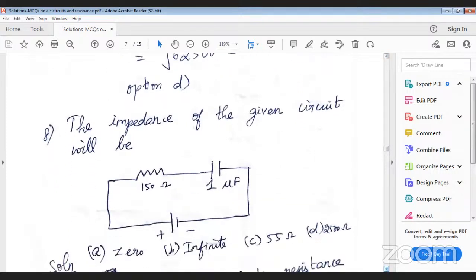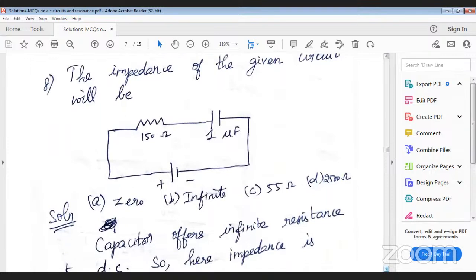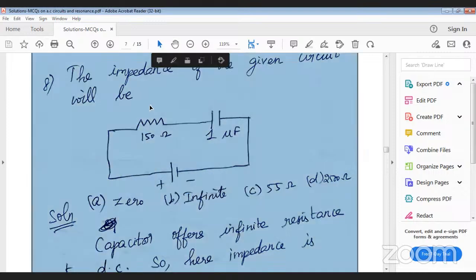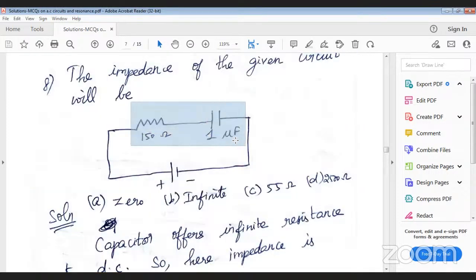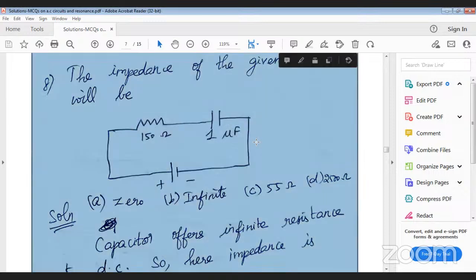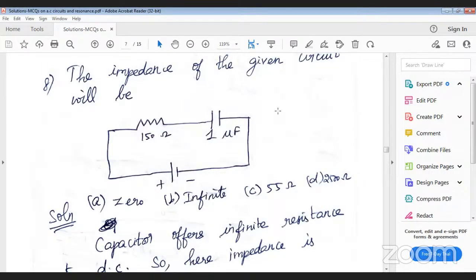Then question number 8. The impedance of the given circuit will be. Here you have an RC circuit. You have a capacitor and you have a resistor. You should observe carefully. Here you have a DC source, and they are asking you to find the impedance for this arrangement, a resistor and capacitor. So you should not straight away go for the formula for impedance here. You should observe what source is given here.